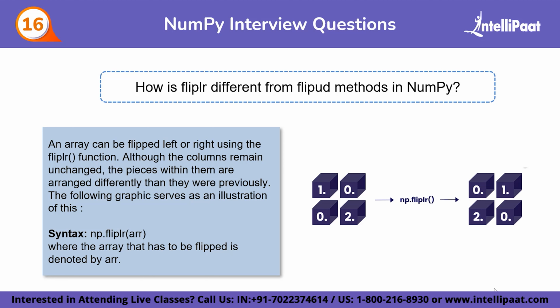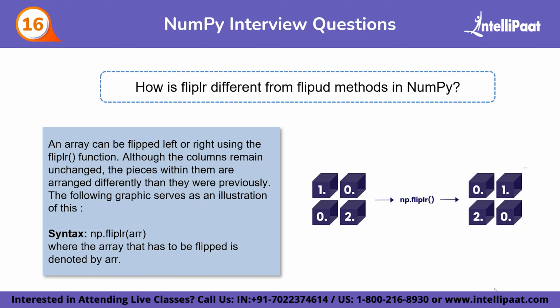Here the left side elements got changed to the right side and the elements got shifted to the left side, left or right according to the need. It was present first as 1, 0, 0, 2, then it got changed to 0, 1 and 2, 0. So this is how it works.